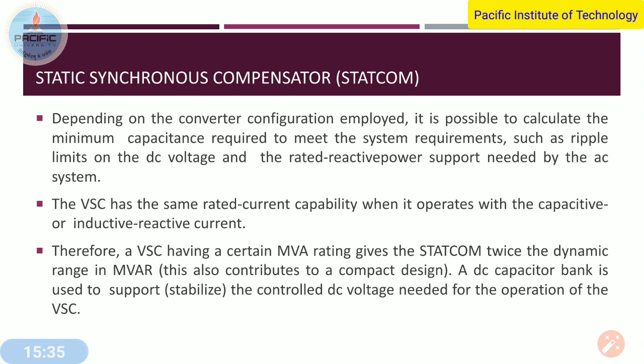The VSC has the same rated current capacity when it is operated with capacitive or inductive reactive current. So a voltage source converter having a certain MVA rating gives the STATCOM twice the dynamic range in MVAR. Right? Whatever the rating of the voltage source converter, the STATCOM has twice the dynamic range in MVAR. A DC capacitor bank is used to support the controlled DC voltage needed for the operation of the voltage source converter.